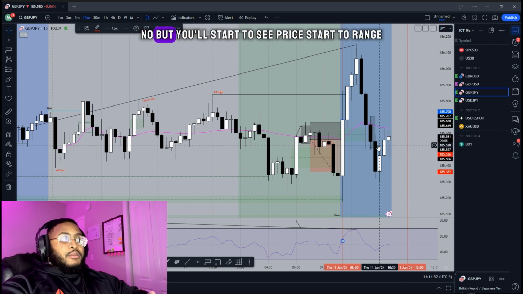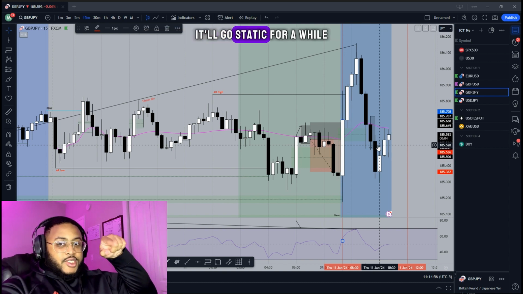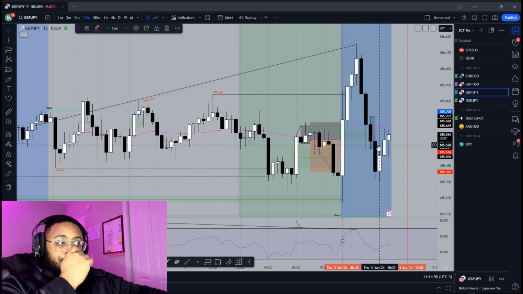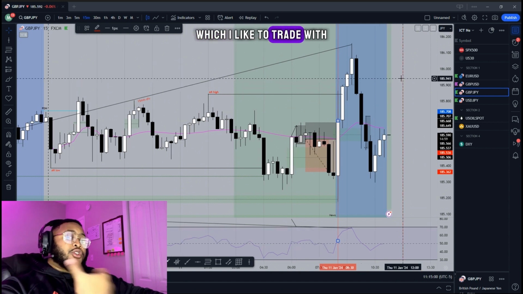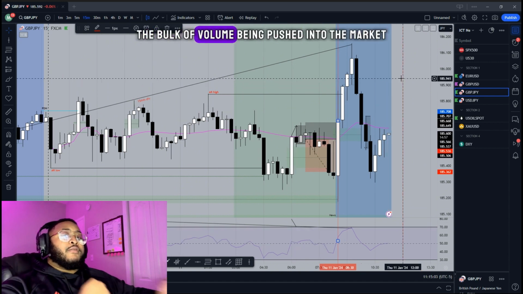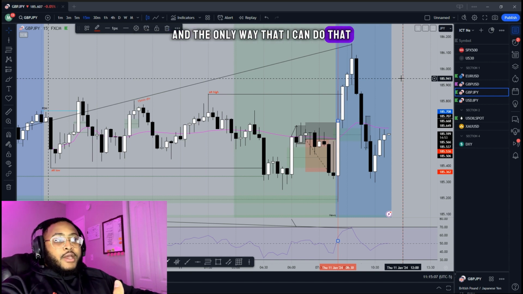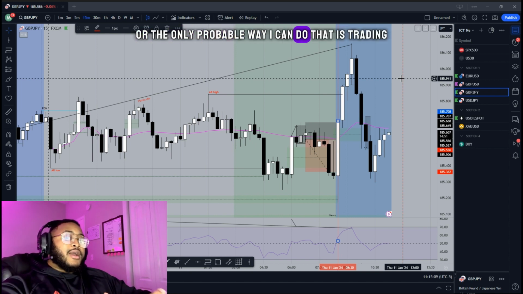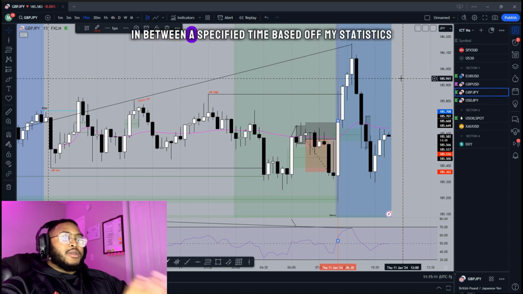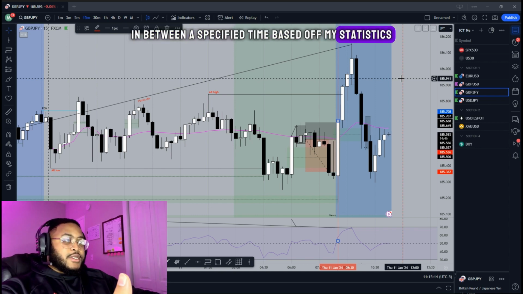Does that mean that price action can't still go higher for the day or lower for the day? No. But you'll start to see price start to range. It'll go static for a while, which I don't like to trade. I like to trade with the bulk of volume being pushed into the market, and the only probable way I can do that is trading in between a specified time based off of my statistics.